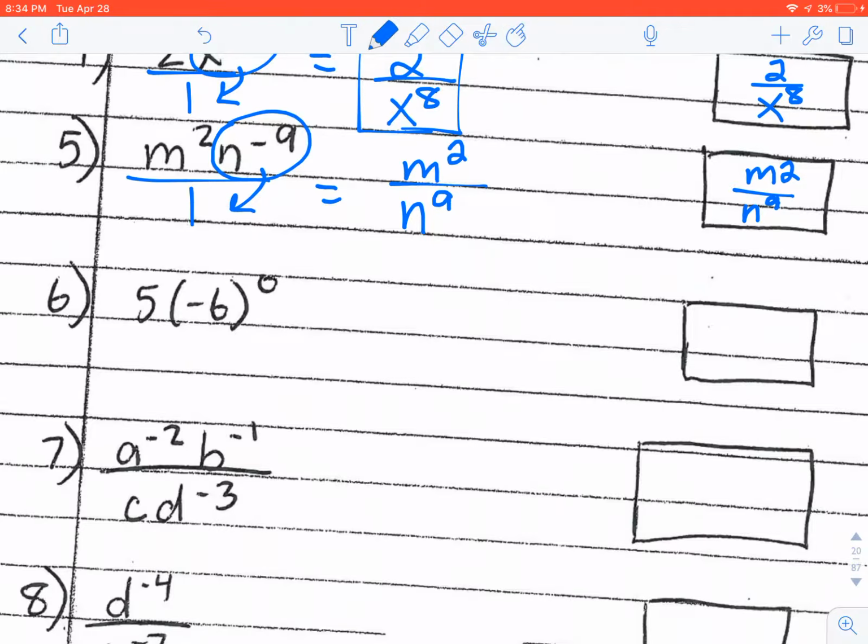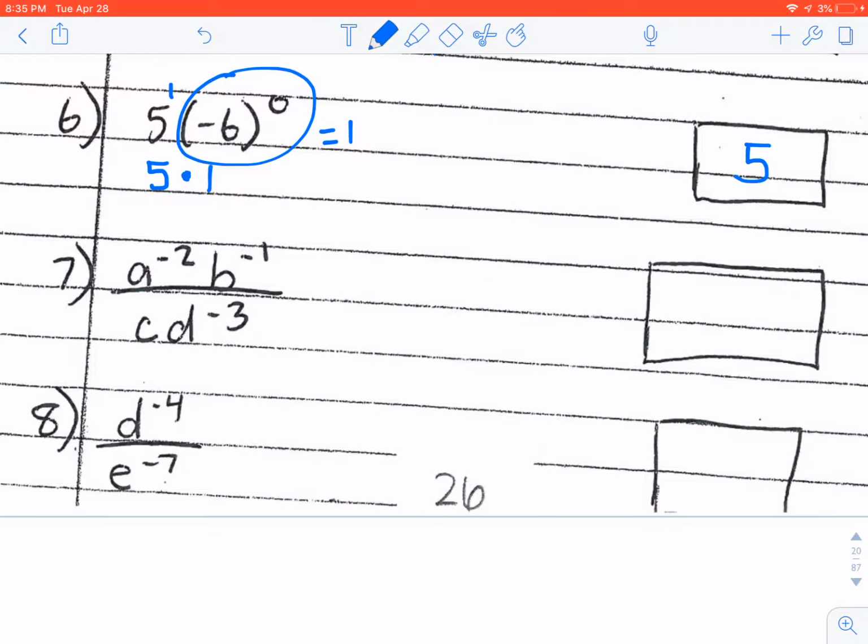Number 6, you have 5 to the 1st times negative 6 to the 0. The negative 6 to the 0 is just 1. Again, anything to the 0 power is 1. You have 5 times 1 because you still have that coefficient of 5 in front. So your entire answer is not 1, it's going to be 5.